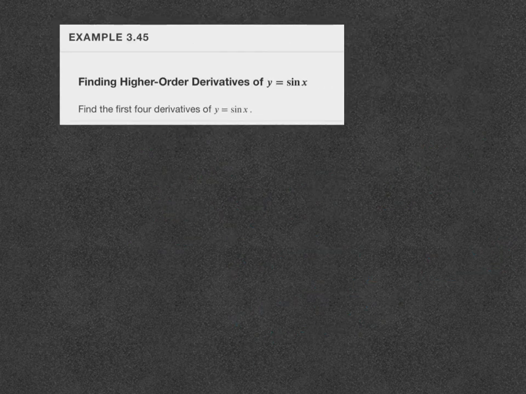Then we close out with higher order derivatives for our sine curve. You could do this with cosine also. We want to find the first 4 derivatives of y equals sine x. Here's what it looks like. y prime, the first derivative, is cosine x. y double prime, the second derivative, the derivative of cosine, is negative sine x. y triple prime, the third derivative: the derivative of sine is cosine, so the derivative of negative sine x is negative cosine x.